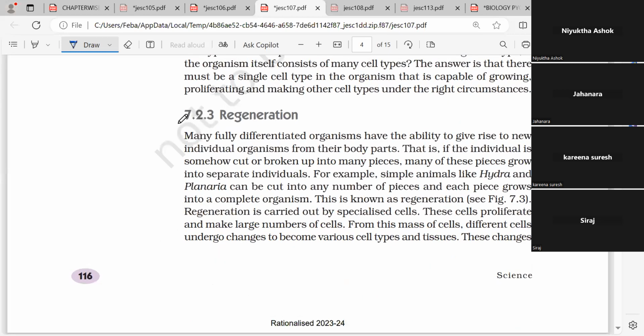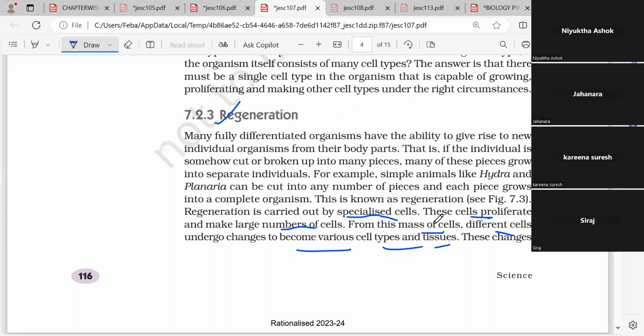Then about regeneration. Examples: Planaria, Hydra, and Starfish. All of them are examples of regeneration. Now, how is regeneration different from fragmentation? Regeneration is carried out by specialized cells. These specialized cells proliferate to give rise to a large mass of cells, and this mass of cells will later differentiate to become various types of cells and tissues. That's how regeneration is different from fragmentation.